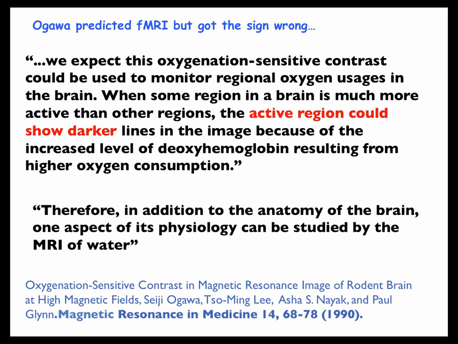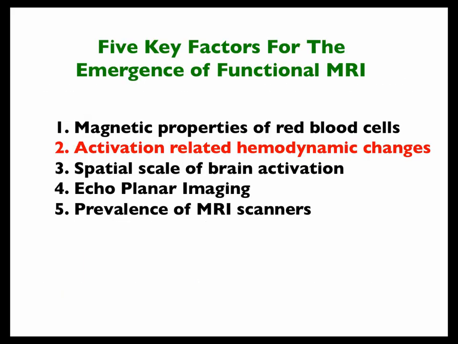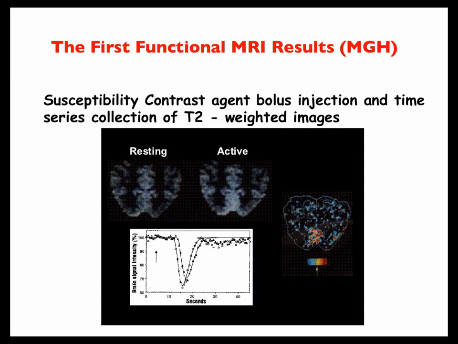But basically, he had it right. In addition to the anatomy of the brain, one aspect of its physiology can be studied by MRI of water, and that was brain function. And that goes on to my next part of the talk, and that is the first functional MRI results. The first results were not using BOLD contrast. They were actually using gadolinium contrast agent, which is also a paramagnetic substance, much stronger. It has much stronger paramagnetic properties than deoxygenated blood.